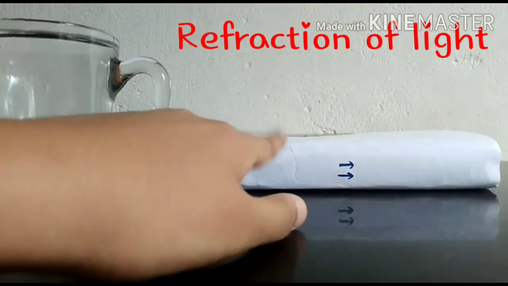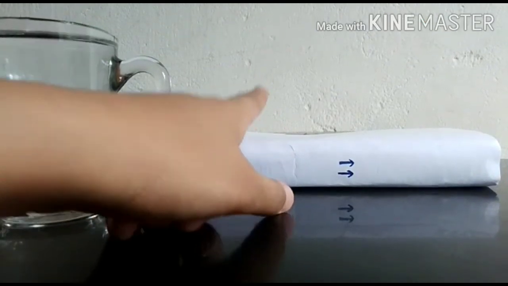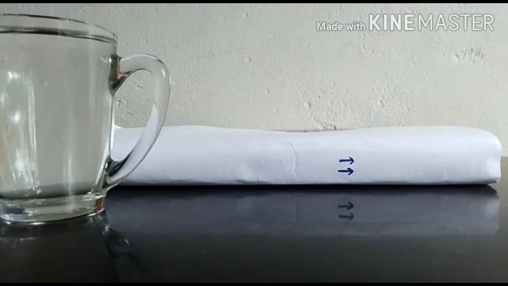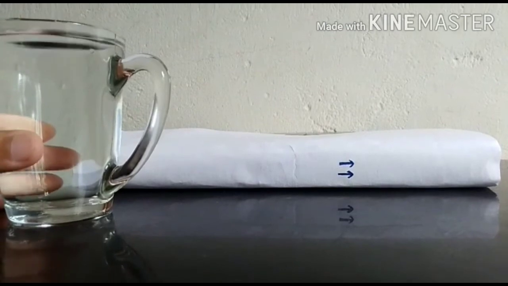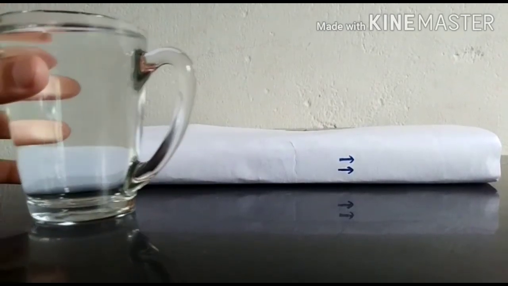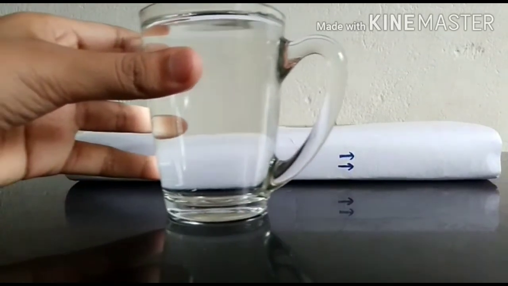In this activity, we drew 2 arrows on a sheet of white paper. Then we filled an empty clear glass with water. Now we slowly placed the glass of water in front of the sheet, such that both the objects are facing each other. Now we can see that the arrows are reversed.